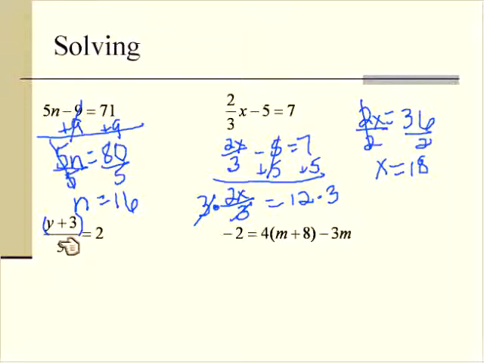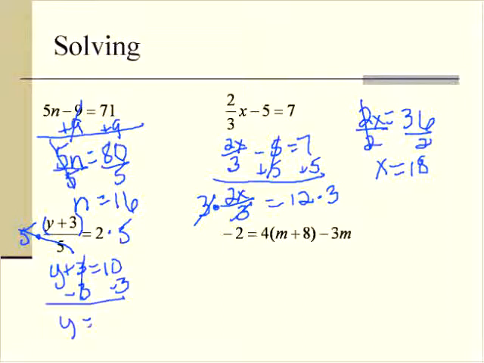Okay, so let's get rid of that division. We're going to multiply both sides by 5. That's going to get rid of that. So I'm going to have y plus 3 equals 10. And now I'm going to undo this addition. I'm going to subtract 3 from both sides. And I'm going to get y equals 7.